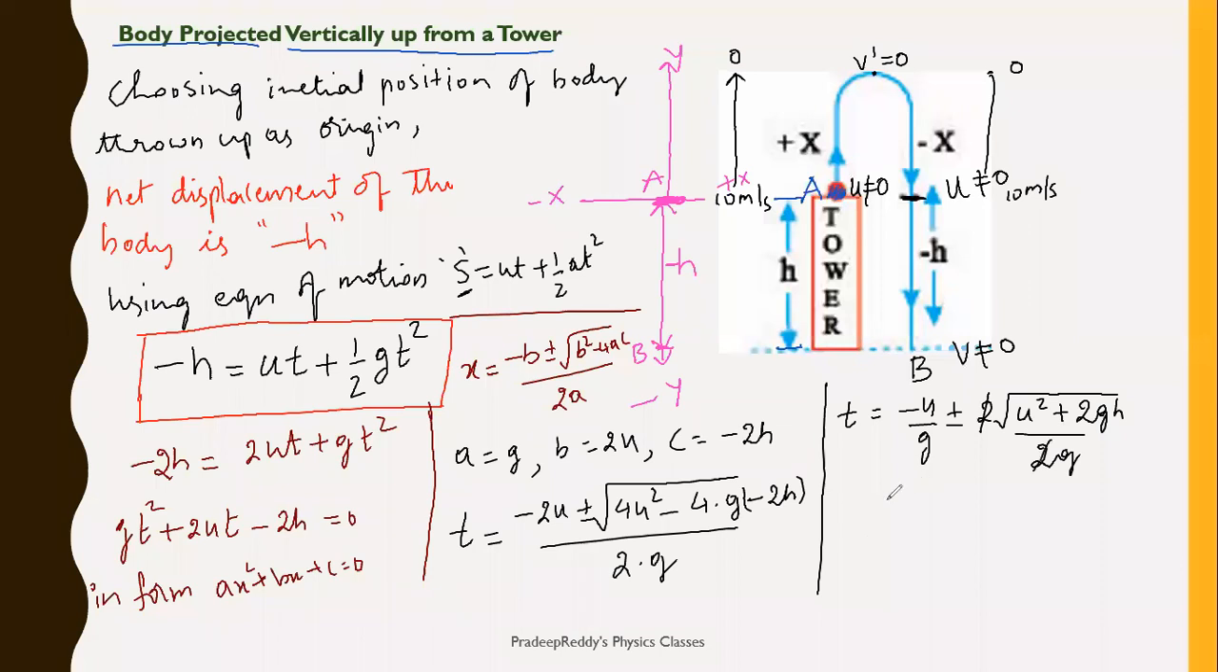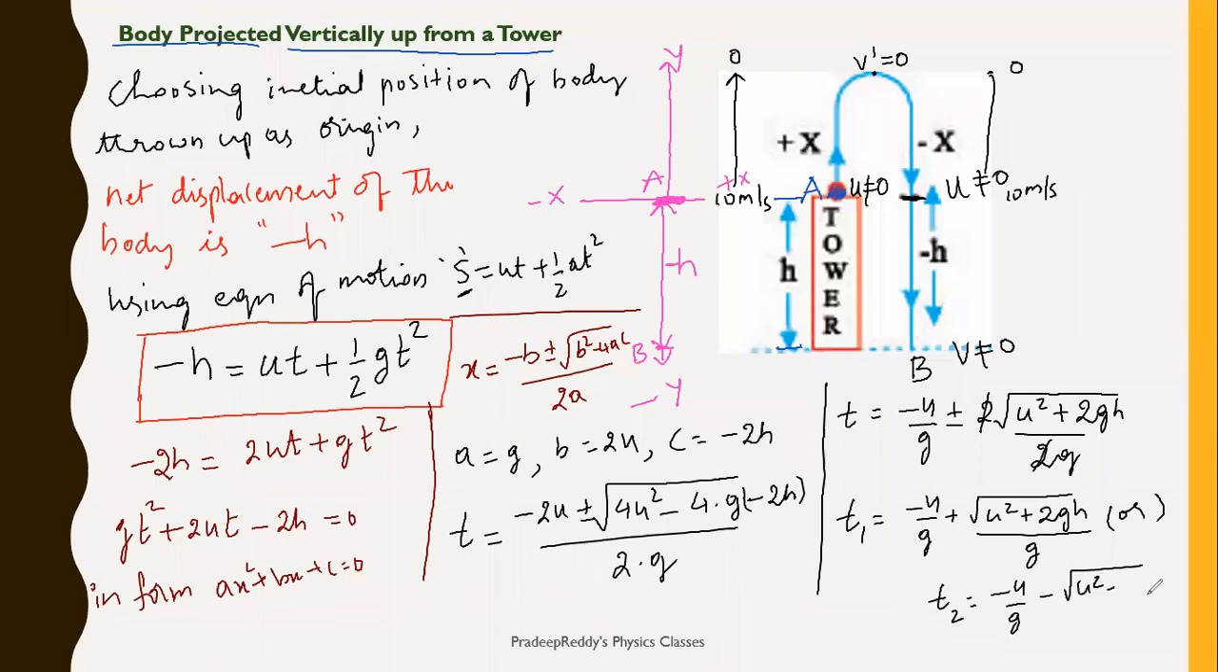So we have two values for time taken. T1, this is equal to minus u by g plus under root u square plus 2gh divided by g, or we have another value for t, that is t2, it is minus u by g minus under root u square plus 2gh divided by g.